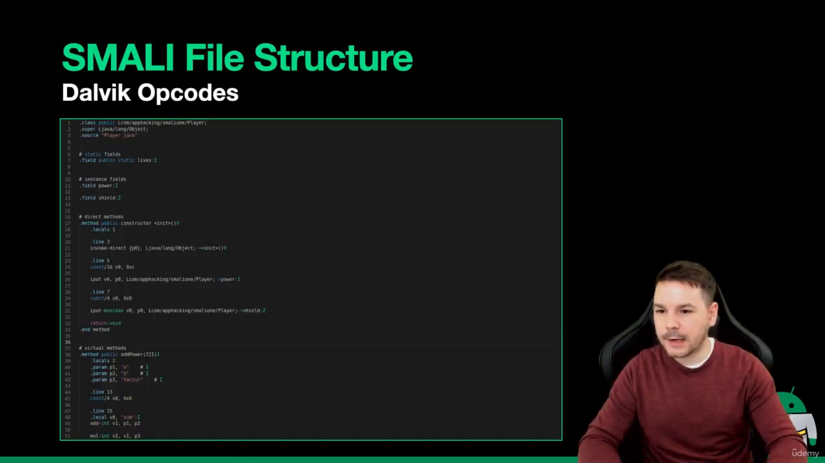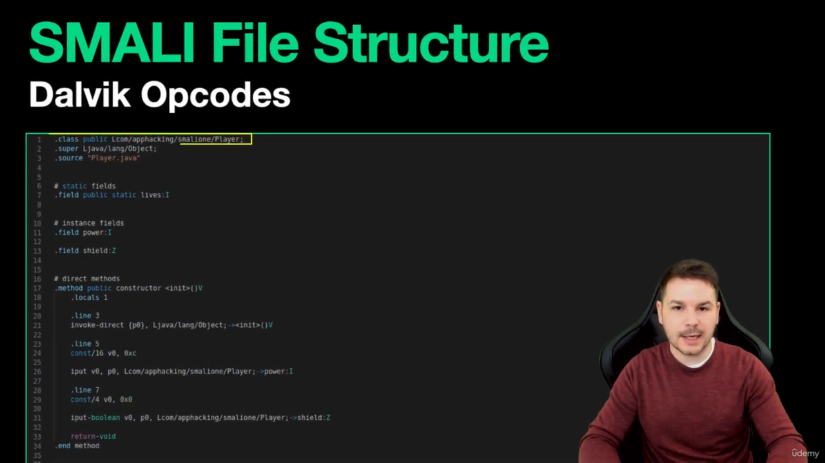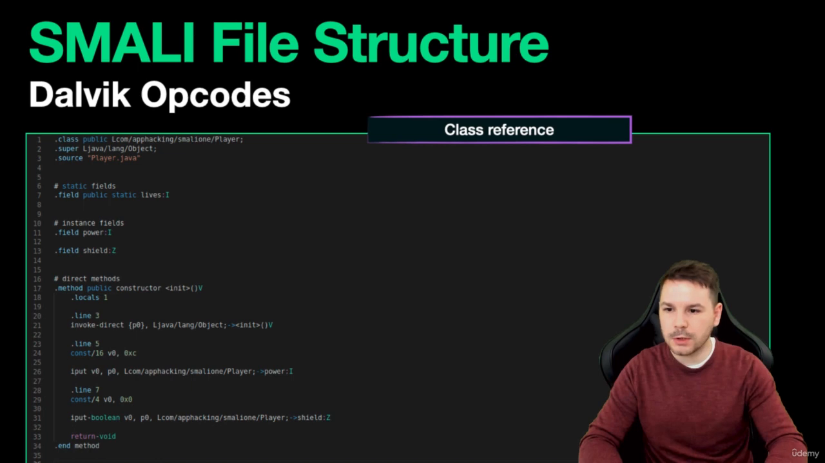In the first line we've got our .class public, and then we've got this capital L, which means we've got a class reference. And this one ends at the semicolon. So we've got our class reference to the player class. Okay, this was not really hard.